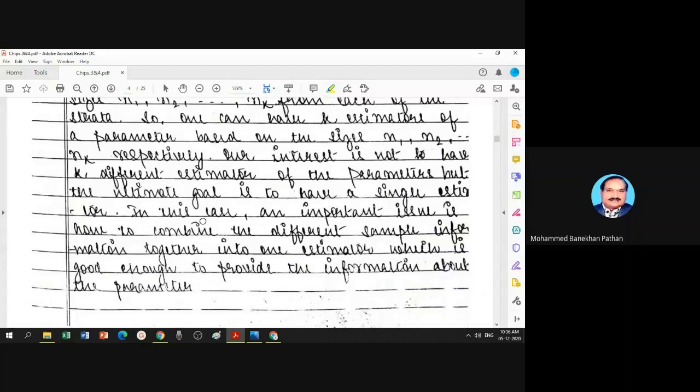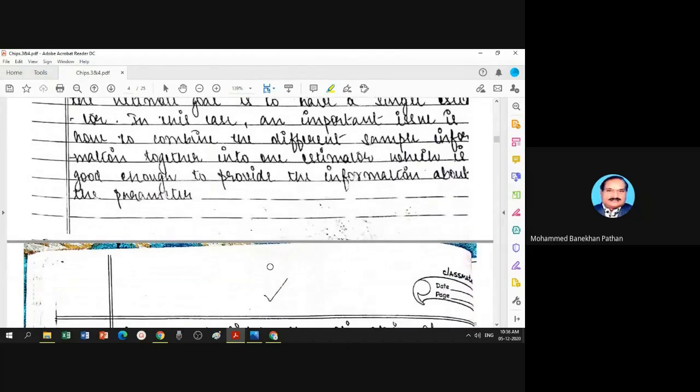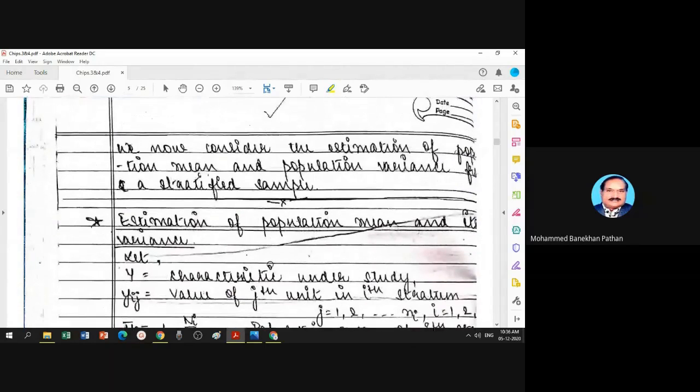In this case, an important issue is that we have to combine the different sample information together into one estimator, which is good enough to provide information about the parameter of the population. A parameter is a constant quantity related to the population, be remembered. We now consider the estimation of population mean and population variance under the stratified sampling method.